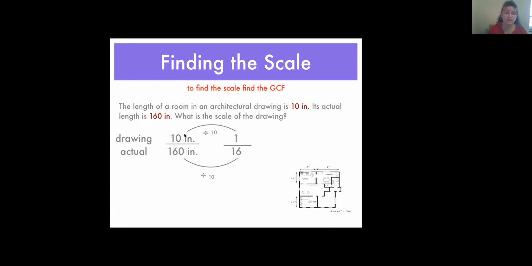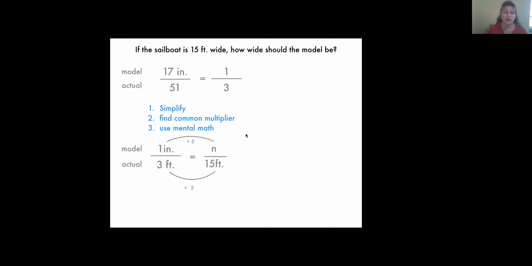So 10 divided by 10 is 1. So 160 divided by 10 is 16. What you do to the top, you must do to the bottom. Okay? That is to find the scale if the scale is not listed, or maybe you're missing one piece of the scale. All right. If the sailboat is 15 feet wide, how wide should the model be?